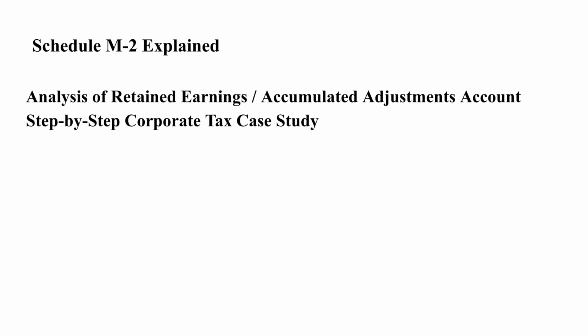Retained earnings started at one number and ended somewhere completely different. So what changed? Let's solve it through a Schedule M2 case study. We begin with a question.